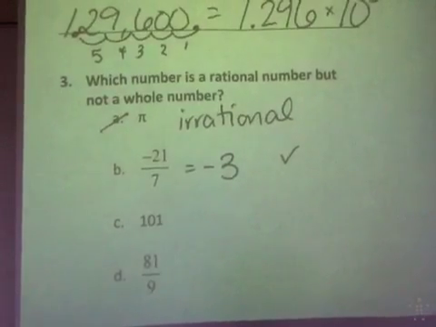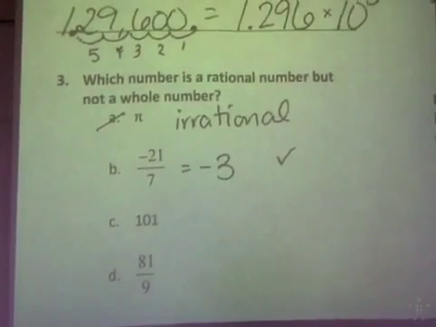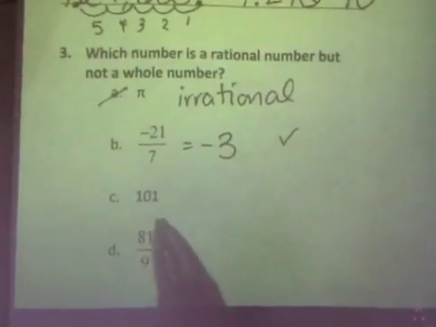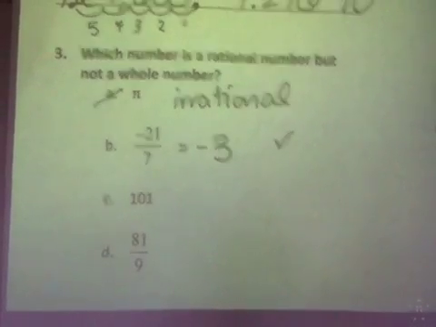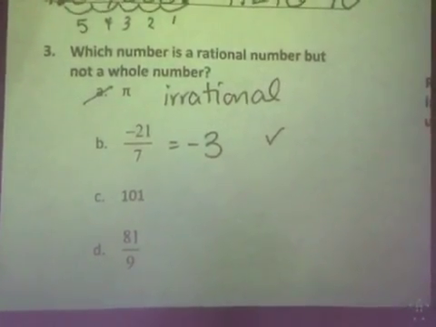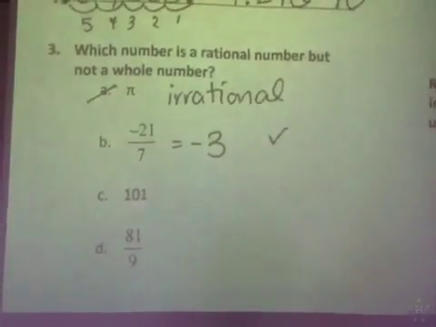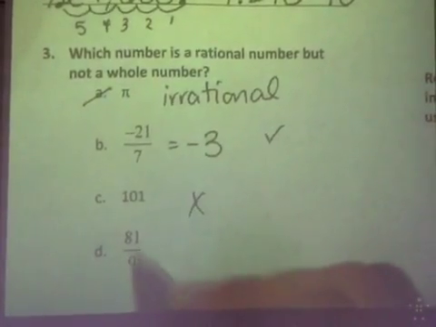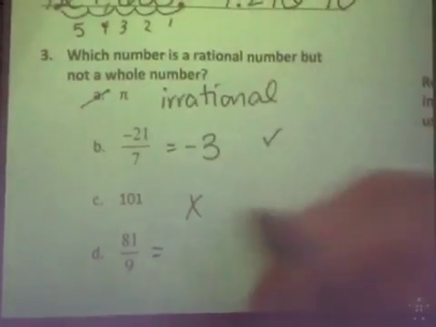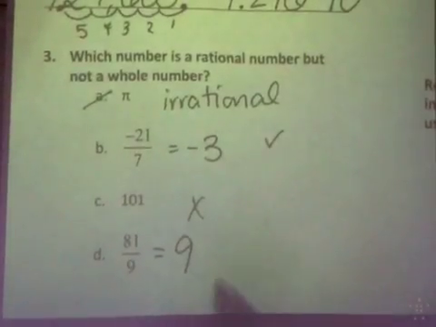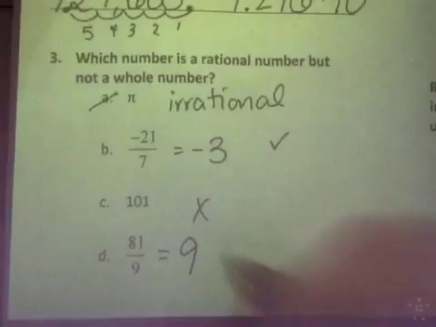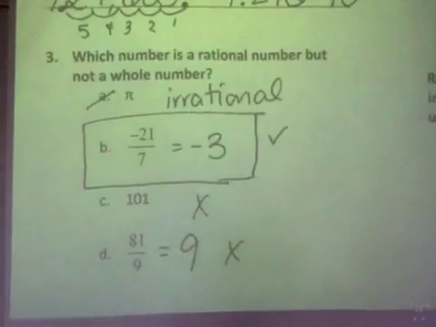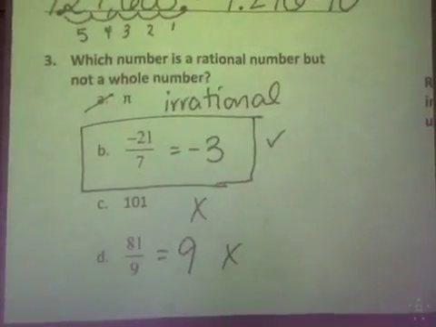Okay, 101 is not rational. Oh, I'm sorry, it is. Okay. So C is 101. So that is rational, okay, and whole. We want one that's not whole. So this one can't be it either. So 81 divided by 9, okay, it can go in evenly 9 times. So that one is also rational and whole. We want one that is not. So our answer is B, because a whole number can't be negative.